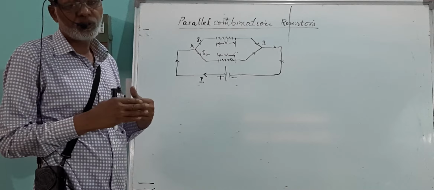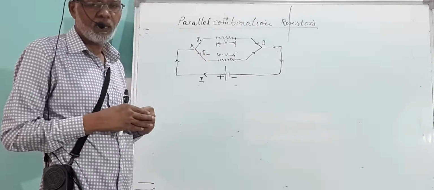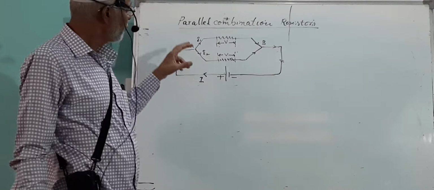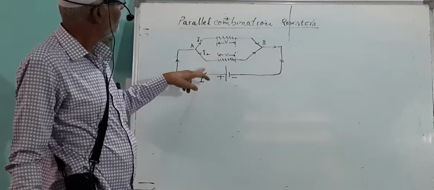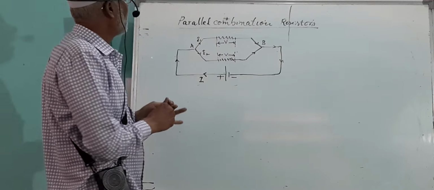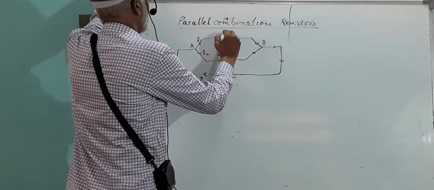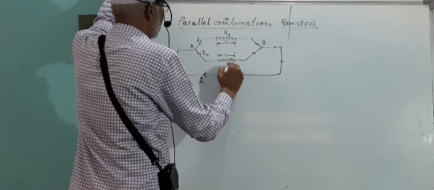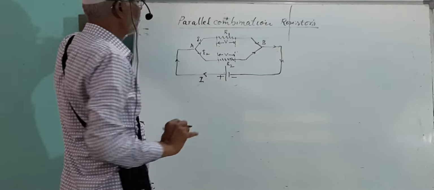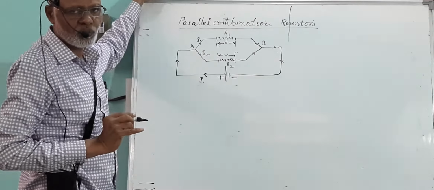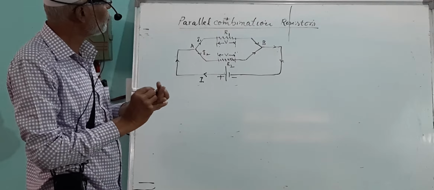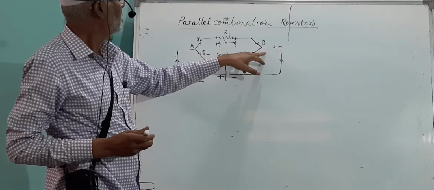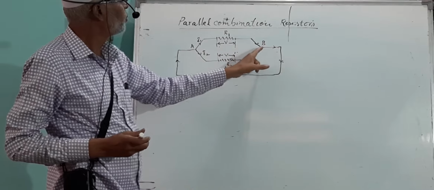Two or more resistors are said to be connected in parallel if they are connected between two given points. You see that we have considered two resistors here. R1 is the first resistor, and R2 is the second resistor. We have considered only two resistors, is it? Two or more resistors are said to be connected in parallel if they are connected between two given points.